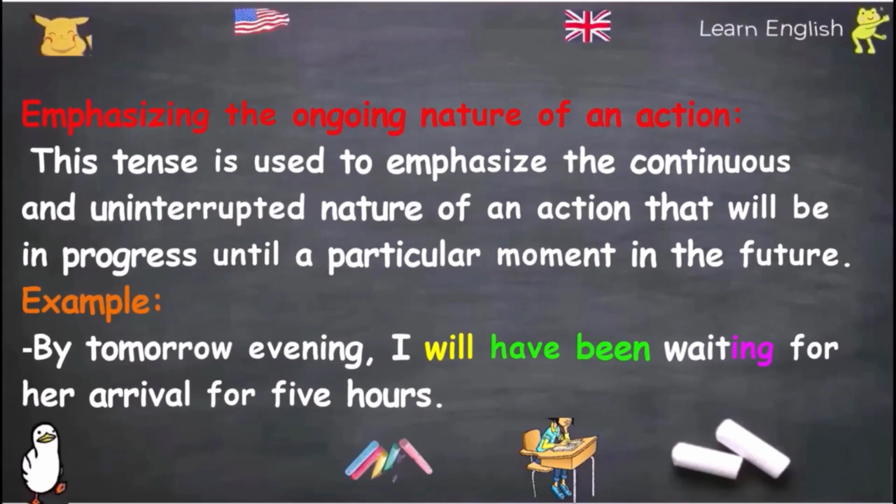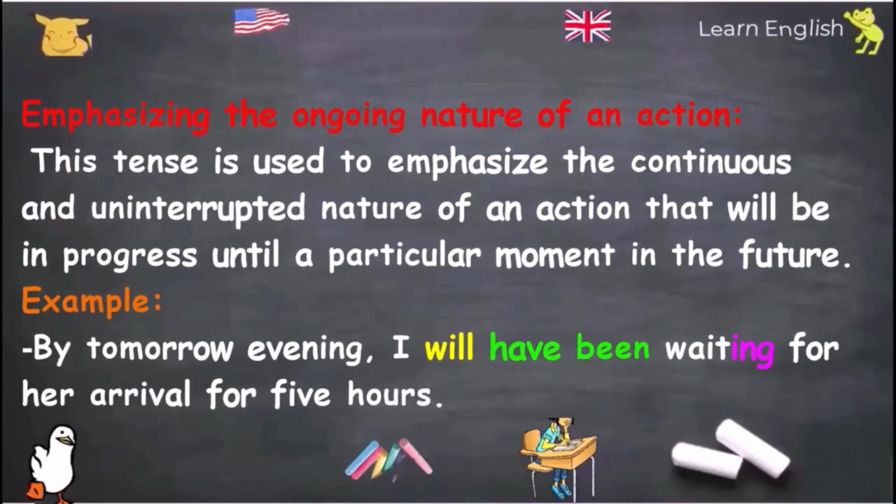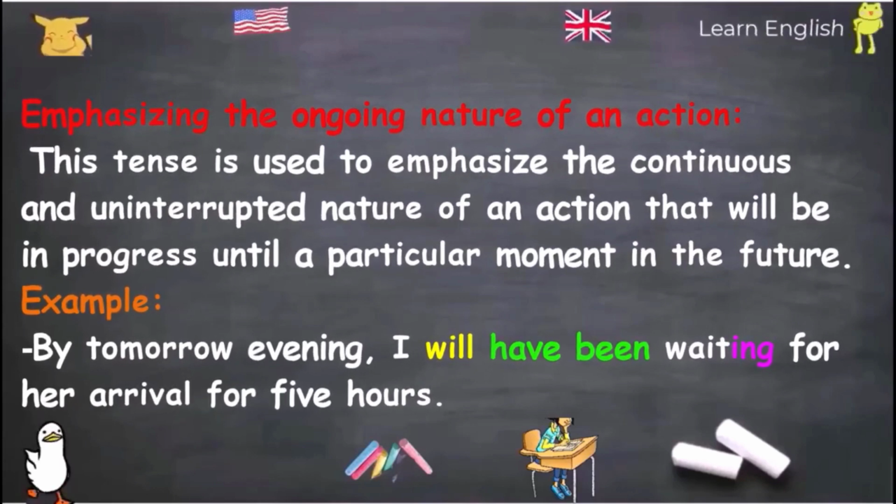Emphasizing the ongoing nature of an action. This tense is used to emphasize the continuous and uninterrupted nature of an action that will be in progress until a particular moment in the future. Example. By tomorrow evening, I will have been waiting for her arrival for 5 hours.